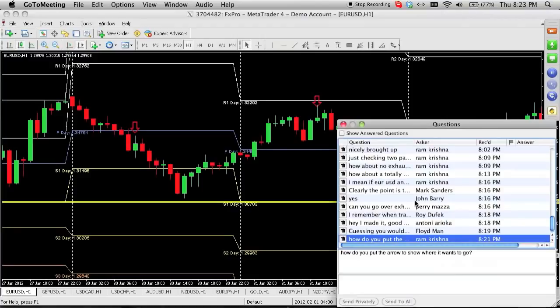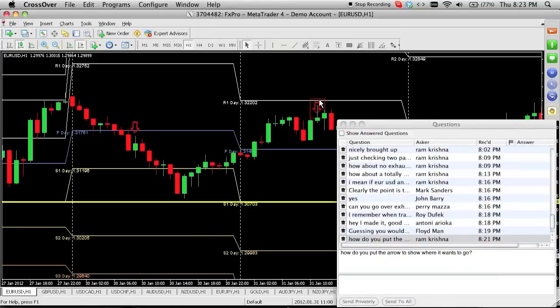Okay, Ram, how do you put the arrow to show where it wants to go? All you do is you just take the arrow and you put it onto the body. So it just looks like a rocket. You can see which direction it wants to go. It's just a little trick, but you actually don't need it. Wherever the direction the body is, just consider that as where it's heavy and it's pulling the market down. If this is on top, then yeah, it's pulling the market up.